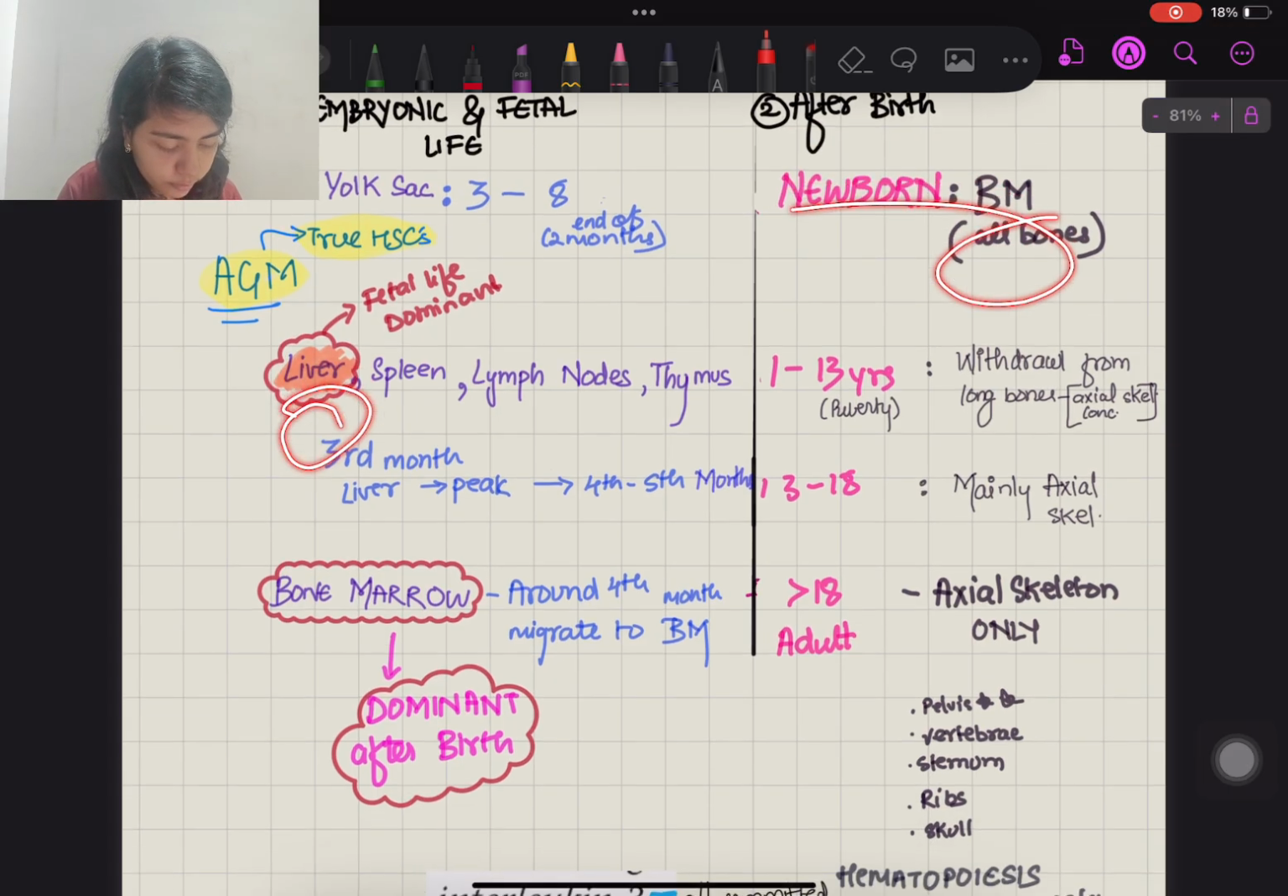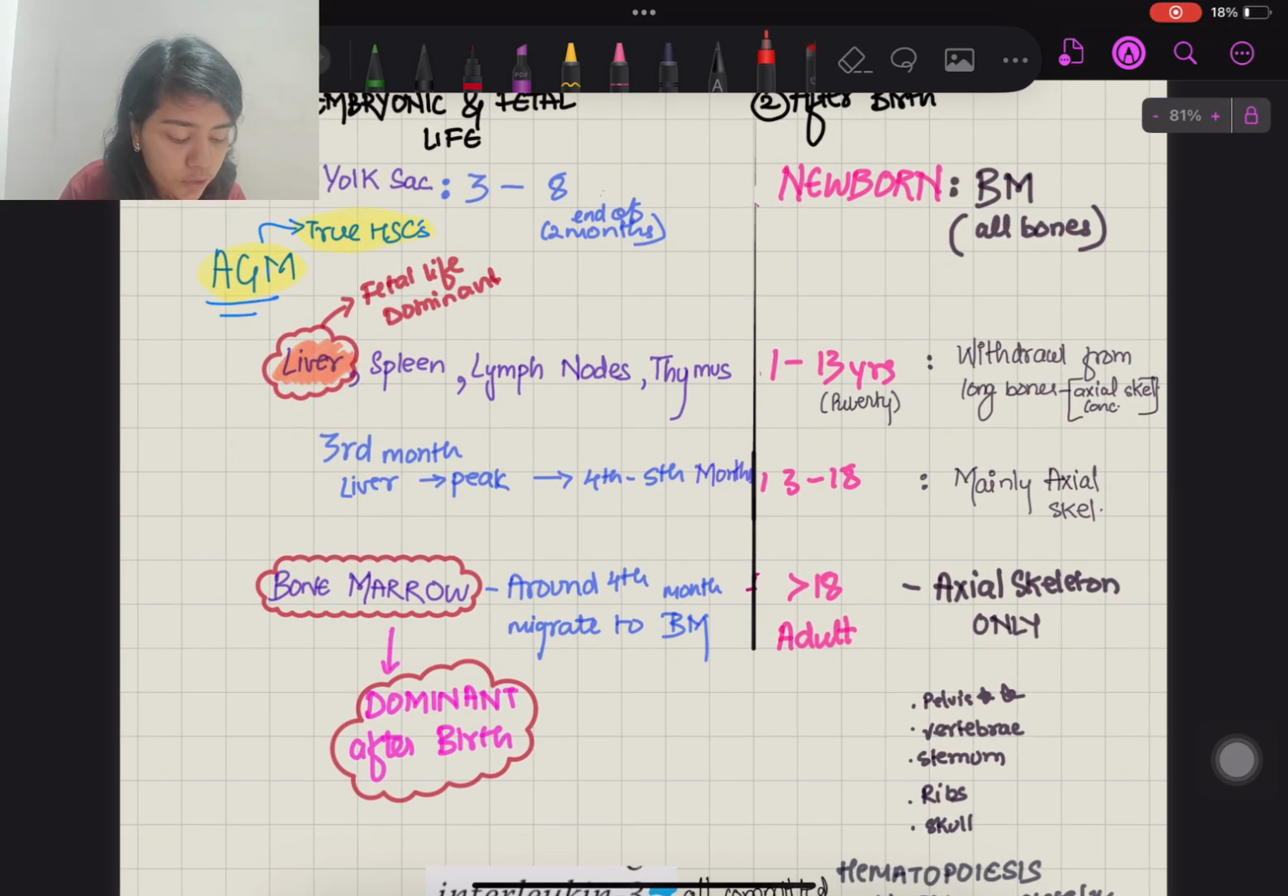Now we'll see it from the start till the end. So when does it begin? Hematopoiesis begins in the third week. And where does it begin then? It begins in the yolk sac. So the yolk sac phase will be from the third to the 8th week. It will occur in the yolk sac.